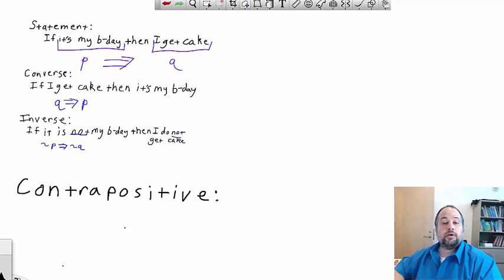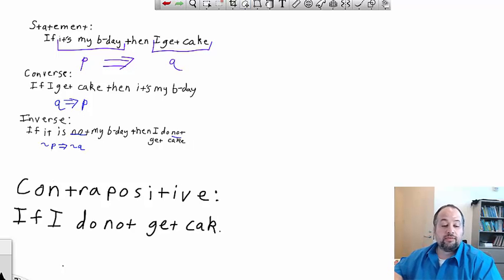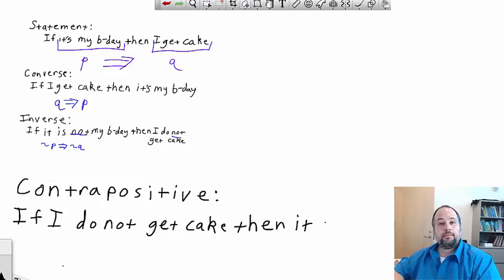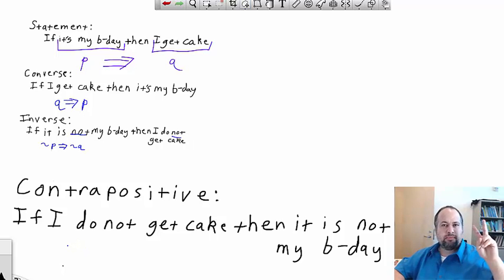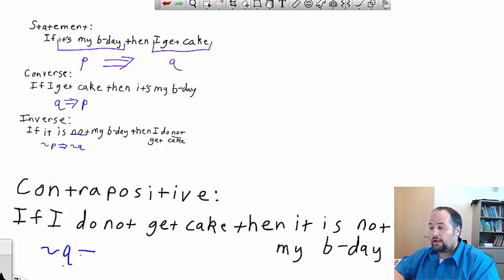And finally, we want to look at the contrapositive statement. The contrapositive statement is, if I do not get cake, then it is not my birthday. Think about that. This not only flips the order, but it also flips the, let's call them the signs, right? So this is not Q implies not P.